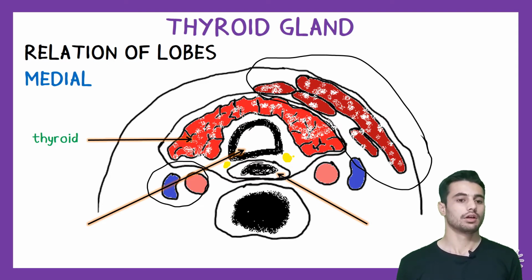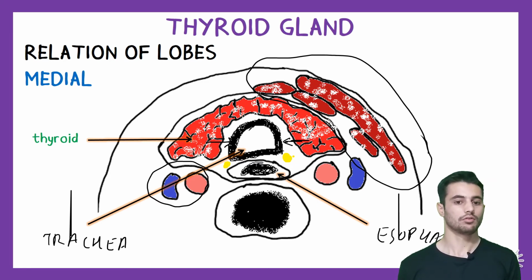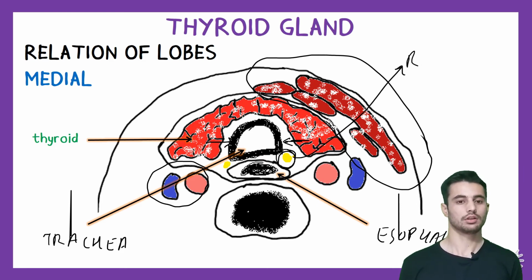Now, what is on the medial side of this thyroid gland? Medially, we have the trachea. This is the trachea, which is on the medial side of the thyroid gland. Behind the trachea, we have the esophagus. Now, the esophagus and the trachea have a little groove in the center, and this groove is a site for this nerve, which is known as the recurrent laryngeal nerve.